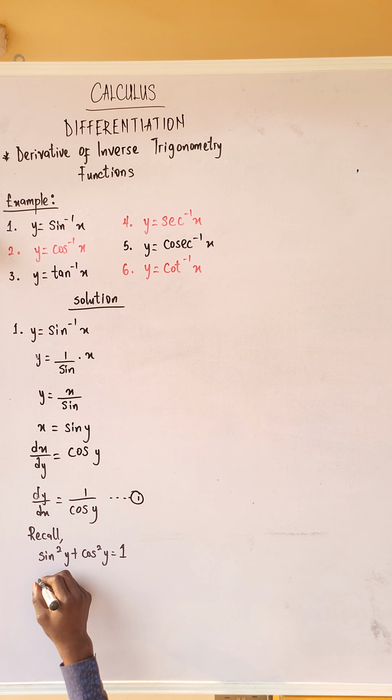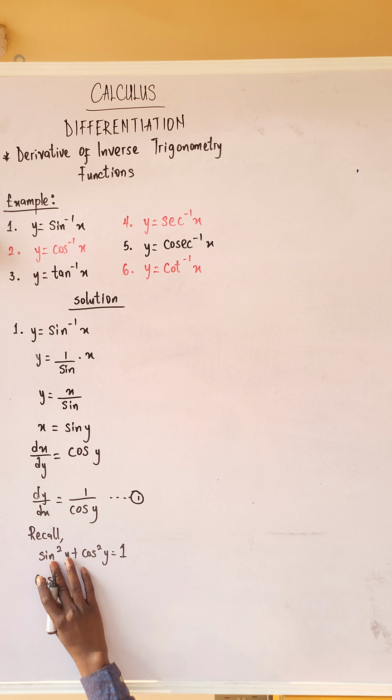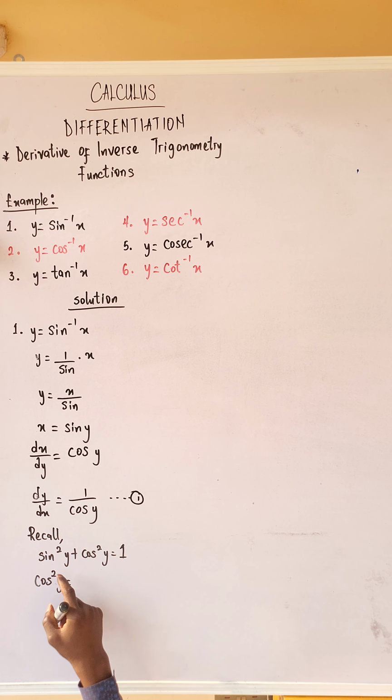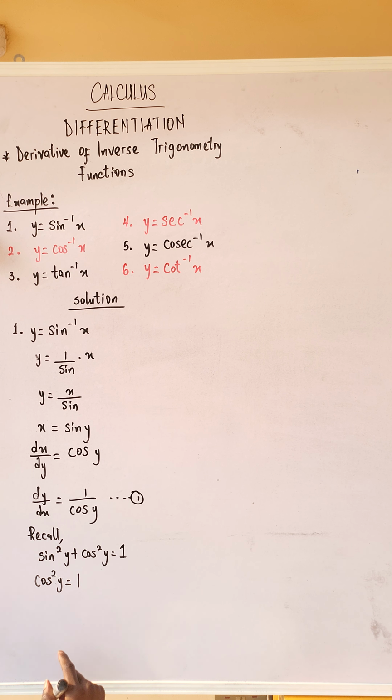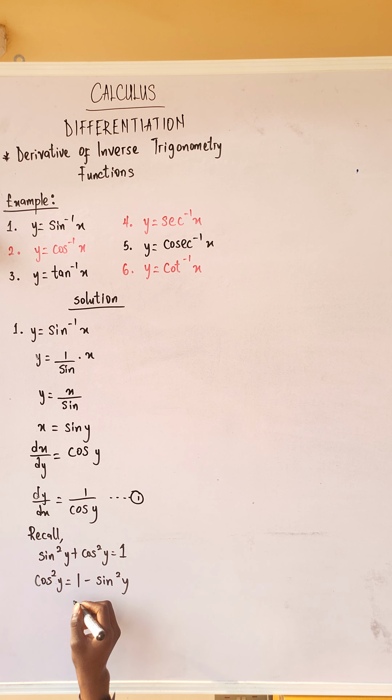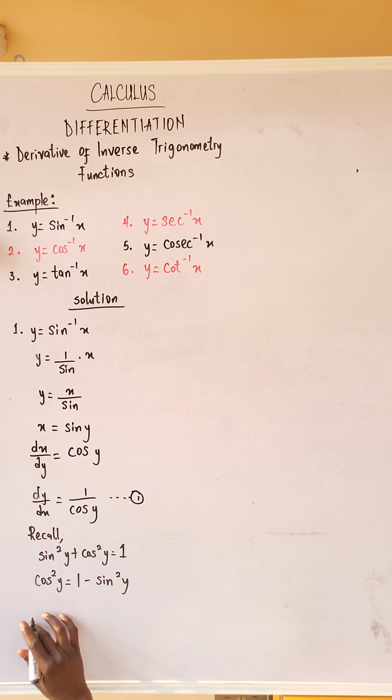If we make cos square y the subject, we have cos square y equals 1 minus sine square y, as sine square y goes to the other side. But we need cos y, not cos square y. So what do we have to do to eliminate this square? We square root both sides. So cos y equals square root of 1 minus sine square y. Let's call this equation 2.